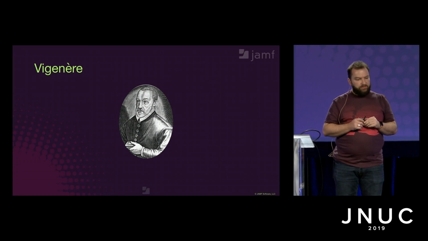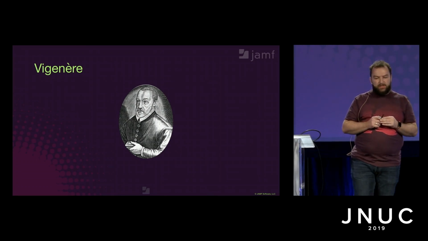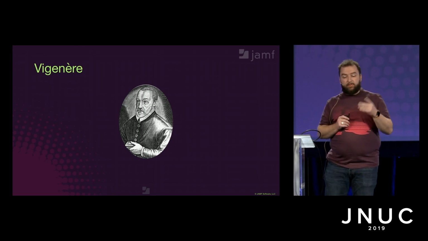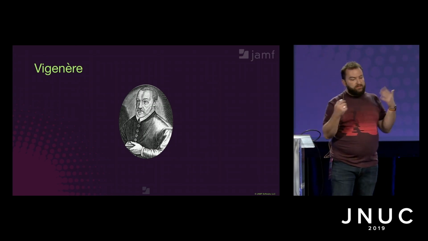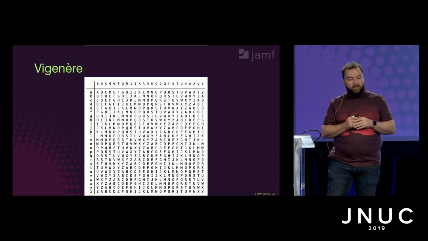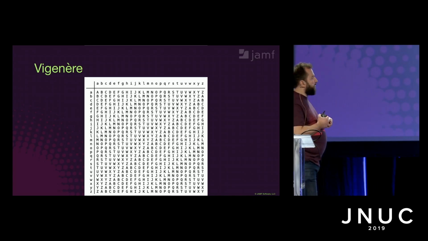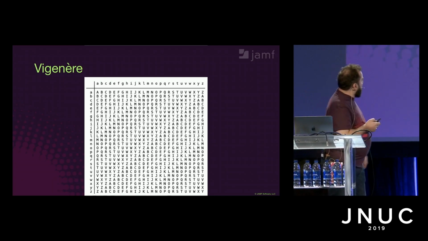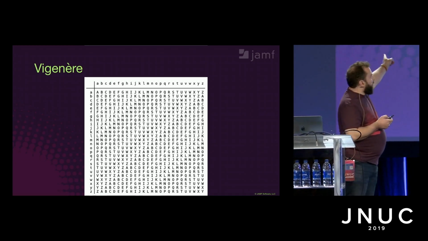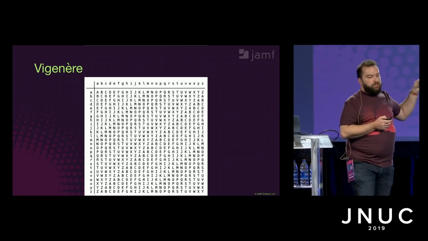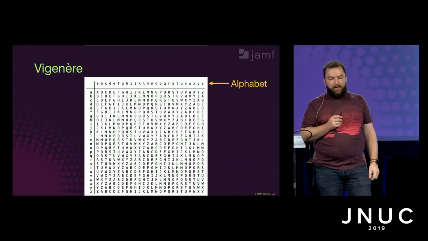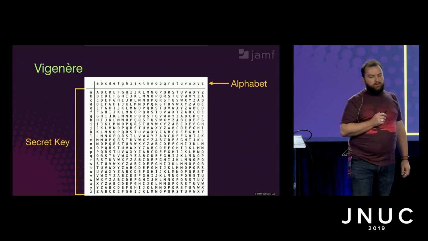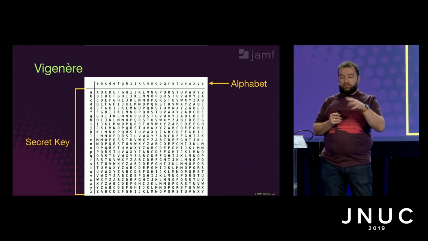Then people came with some more advanced things. We can take this French guy, Blaise de Vigenère, who in the 16th century was a diplomat, but decided to create some kind of cipher using a square. So you have your letters at the top, you have a second set of letters on the side, and then you have all the variations of the Caesar cipher. And then you have your alphabet, and then you have your secret key.